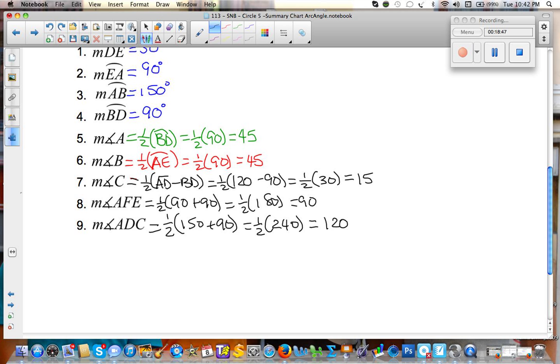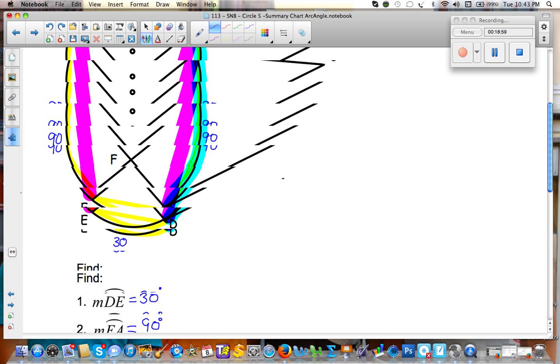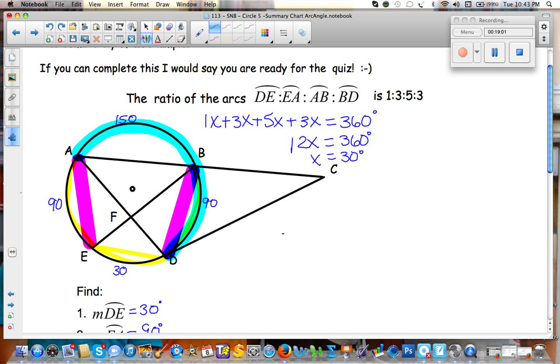So now we found all the parts. So if you can get through this problem, if you need to redo it again, try it on a separate sheet of paper, watch the video again, and if you can get through this problem, you should be very well prepared for the quiz. Good luck, and see you tomorrow.